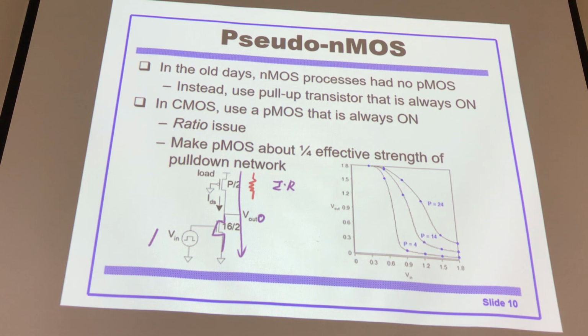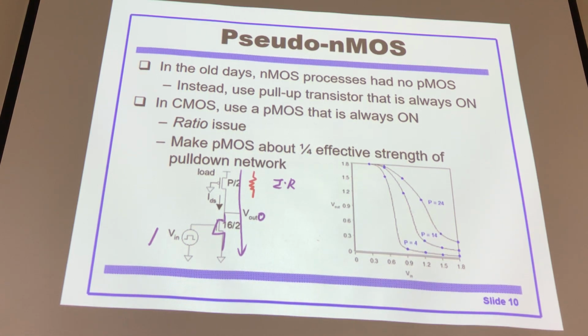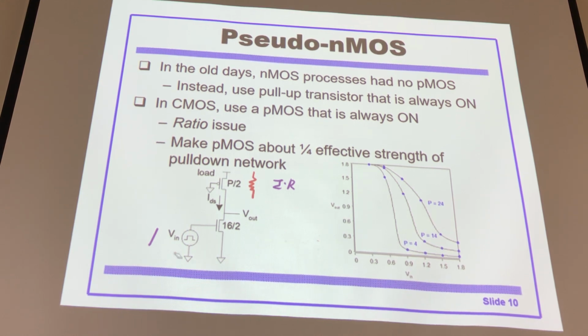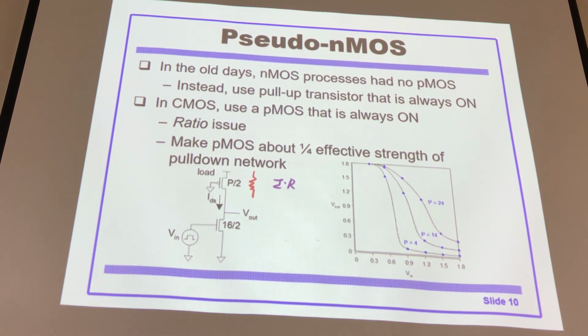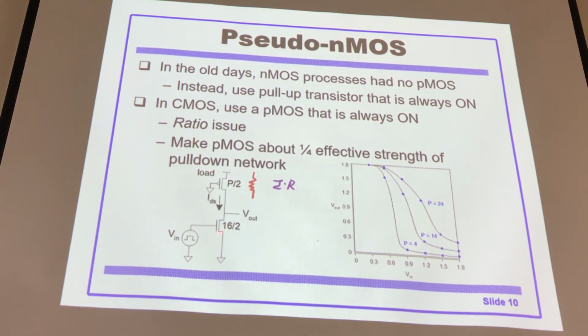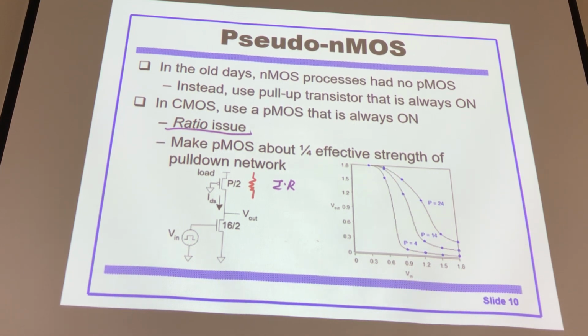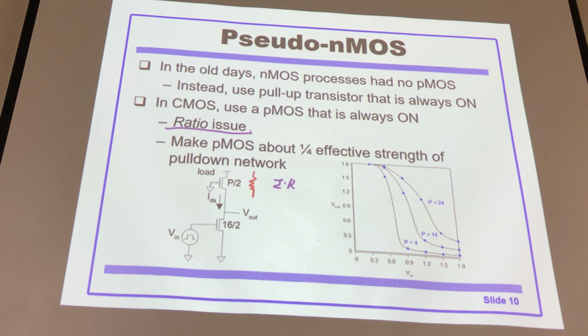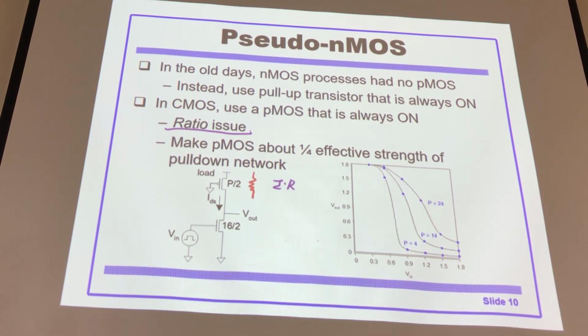However, for pseudo NMOS to work, there are some requirements. What are the requirements here? The requirement is that the ratio of the PMOS transistor and NMOS transistor is important, it's critical. We call that the ratio issue. It is the ratio between the channel width and length of the transistors. You have to adjust your channel length and channel width such that it's going to work.